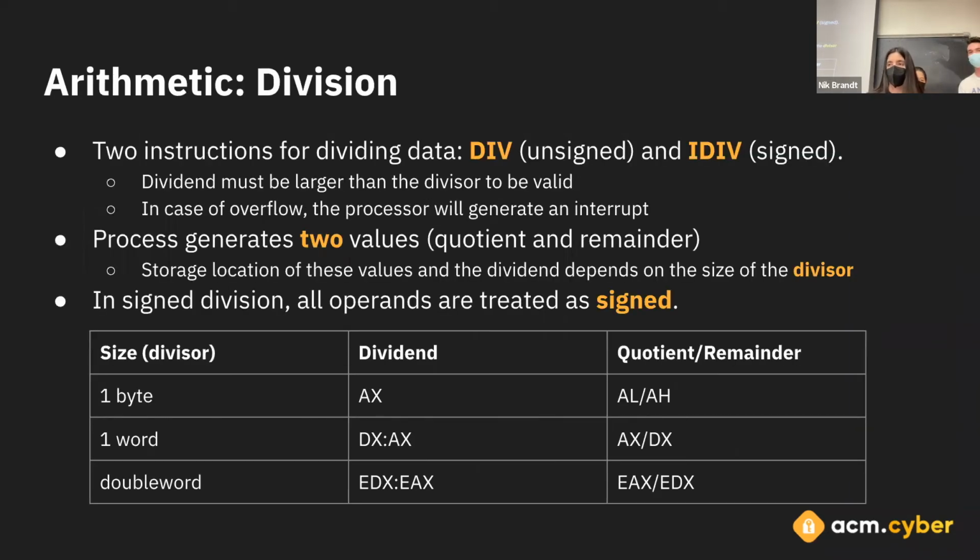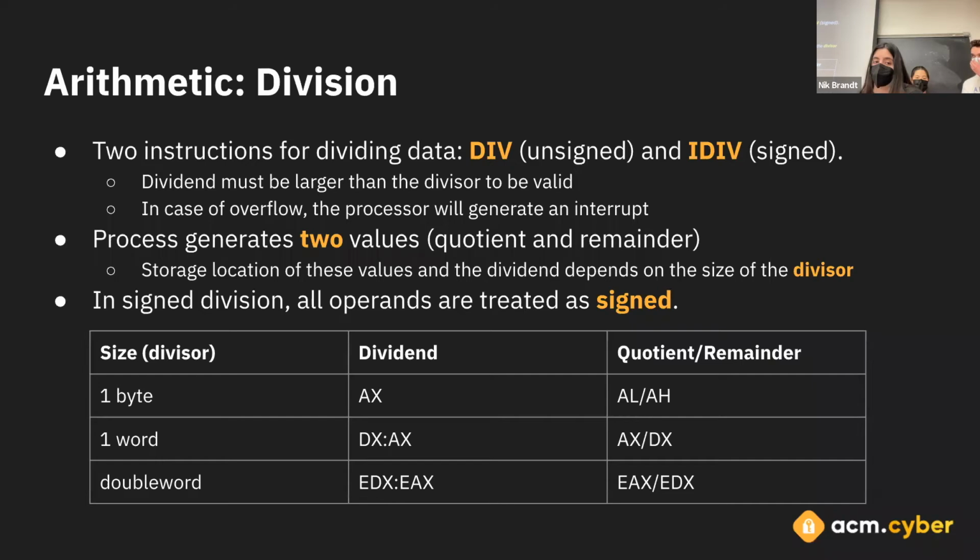Next up, we've got division. Division sort of works like multiplication, except it's a little bit different. I've got to make sure to explain this lower bit really well. Again, there are 2 instructions for dividing data, which is sort of like how multiplication handles it. We've got div for unsigned, then idiv for signed. In order to do division, your dividend must be larger than the divisor, otherwise you'll have problems. In case of overflow, the processor will generate an interrupt, so it is not great to work with if you use division. What this does that's a bit different than multiplication is it will generate 2 values: a quotient and a remainder. This is useful if you're running, say, the modulo operation, where you're looking for your remainder. That's why you need division.